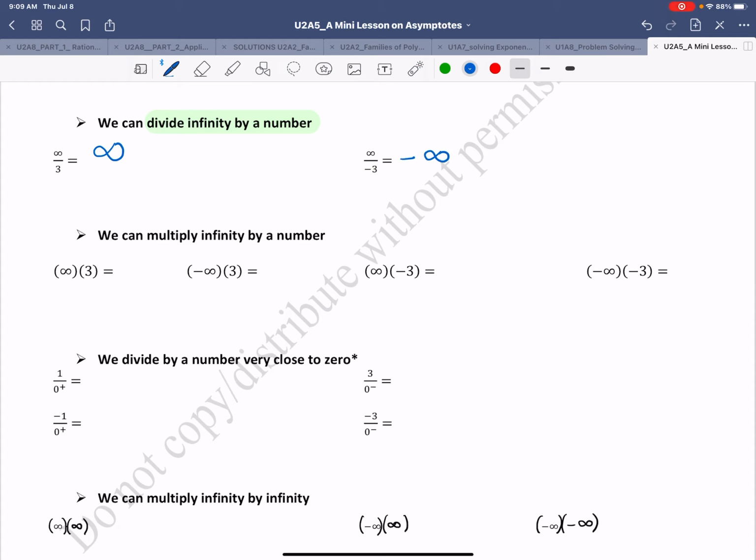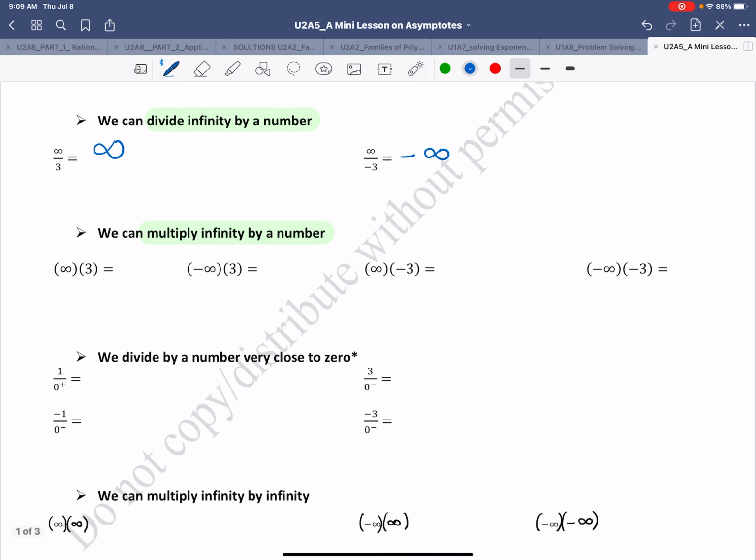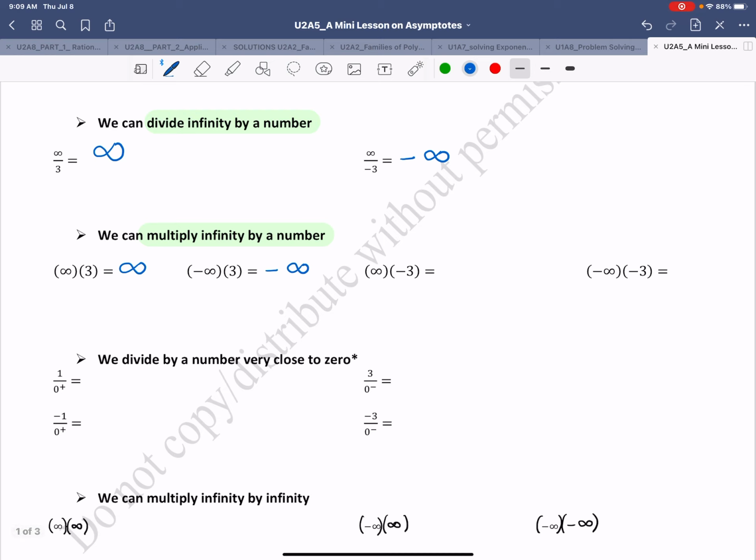Now, can we multiply infinity by a number? Well, let's take a look. So, infinity multiplied by 3, it will make infinity even more infinity. So we'll say the answer is infinity. So here we have a negative with a positive, which means negative infinity. Infinity times a negative number, that would be still infinity, but negative because the signs are plus and minus. So infinity times 3, that would be infinity.